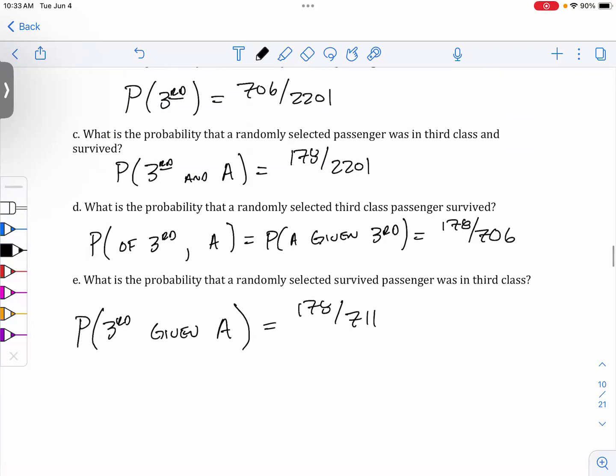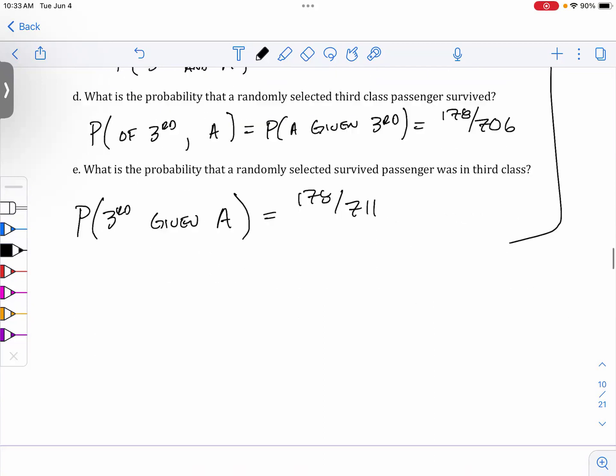And so notice, these three problems, the numerator on all three of those is 178. The denominator changed each time based on the wording of the question. And that is the trick of probability. It's all about the subtlety of the wording. So that's definitely what we're going to put our focus into.